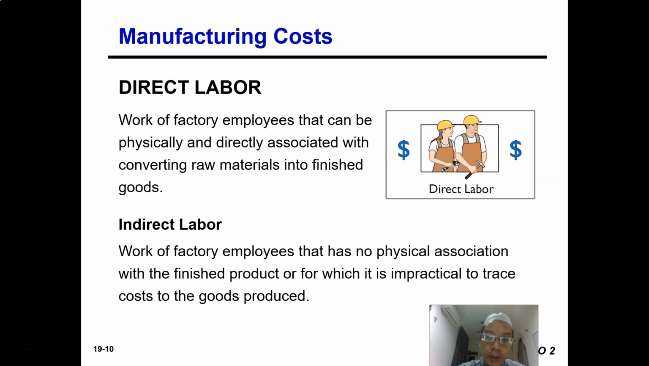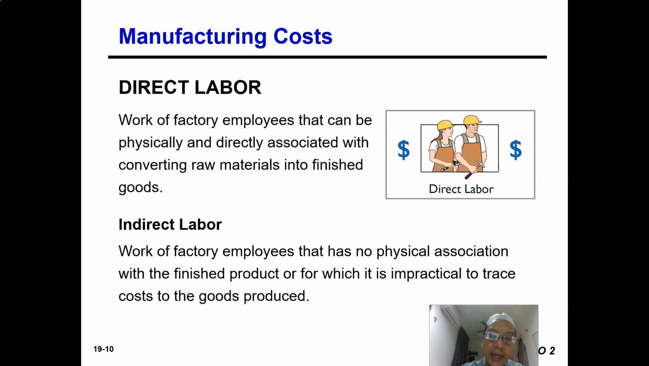Okay, but there's also the indirect labor, which means the work of factory employees that has no physical association with the finished product, or for which it is impractical to trace cost to the goods produced. So indirect labor, sometimes the factory manager is an indirect labor. If the factory manager does not come today, the product is still being produced. Okay, we can still see the cars coming out of the factory.